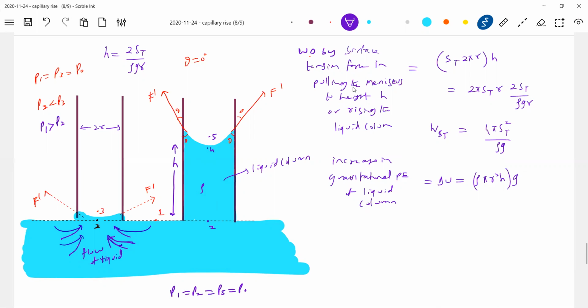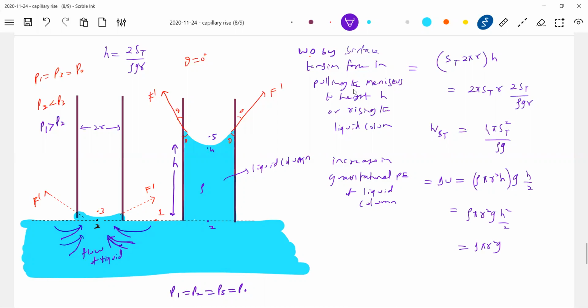Anybody? Because of the center of mass, we know the center of mass idea. h by 2. Okay, good. The height of the center of mass it should be. Fine. Okay, all of you able to think? Okay, nice. Now we'll go for rho pi r square g h square by 2.